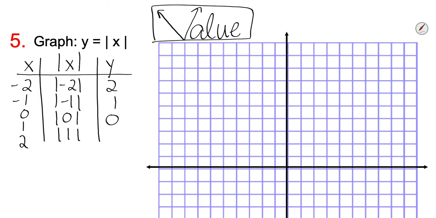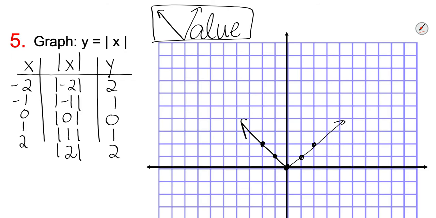And then take your points, put them on your graph. -2, 2, -1, 1, 0, 0, 1, 1, 2, 2, and then connect your dots. So we have our graph going like this. Okay, so this is your absolute value graph. We got the big V there.